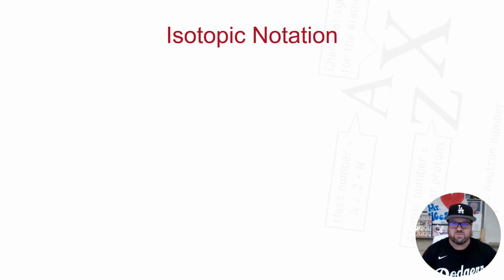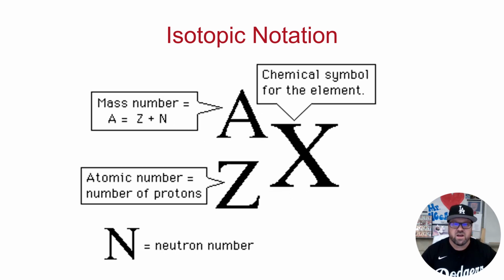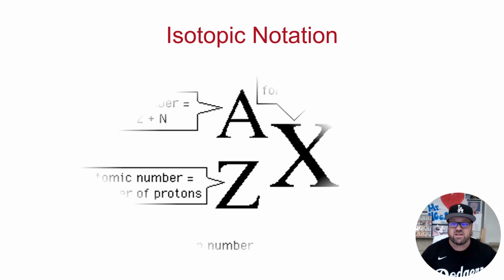So here's a refresher on isotopic notation. In isotopic notation, X represents our chemical element symbol from the periodic table. The superscript on the left-hand side, A, is the mass number, which is the number of protons plus the number of neutrons. Z, which is the bottom left subscript, is the atomic number, which is the number of protons. And then sometimes you'll see the letter N, and that's just a symbol to represent how many neutrons are in the nucleus of the isotope.